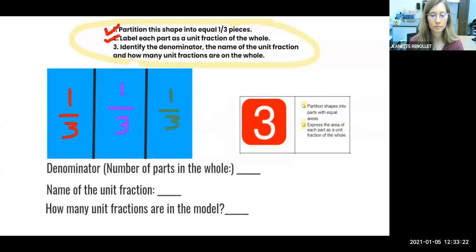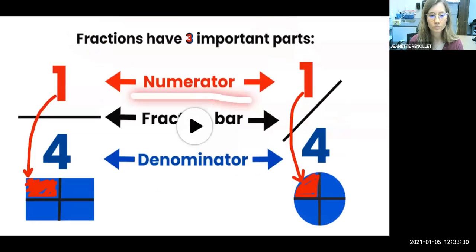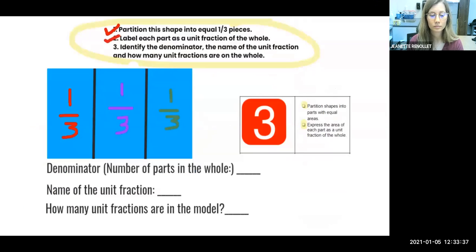Finally, I'm asked to identify the denominator, the name of the unit fraction, and how many unit fractions are on the whole. I know that denominators are the lower or bottom number in a fraction that tell how many parts are on the whole.